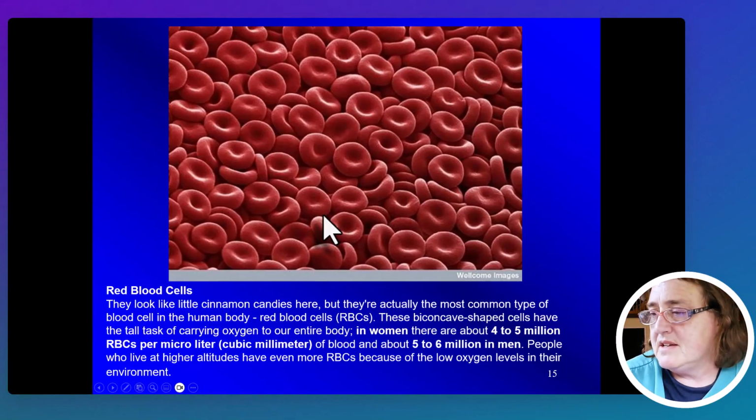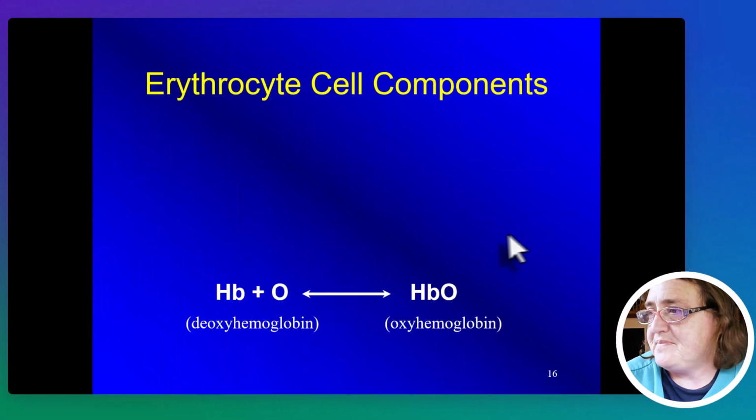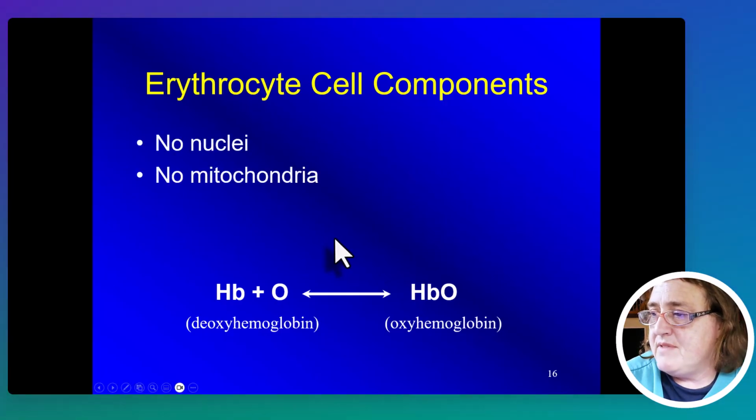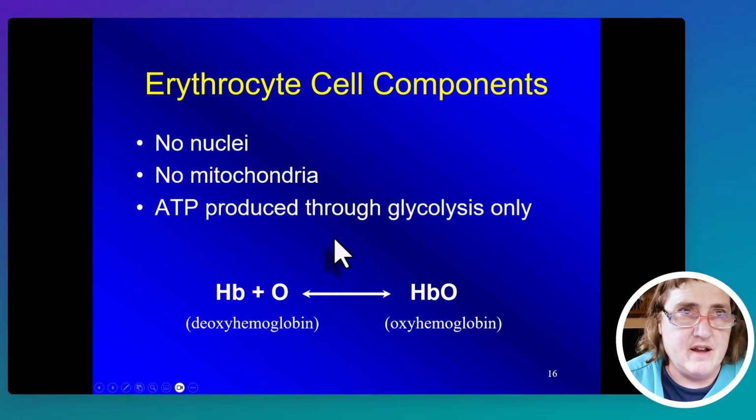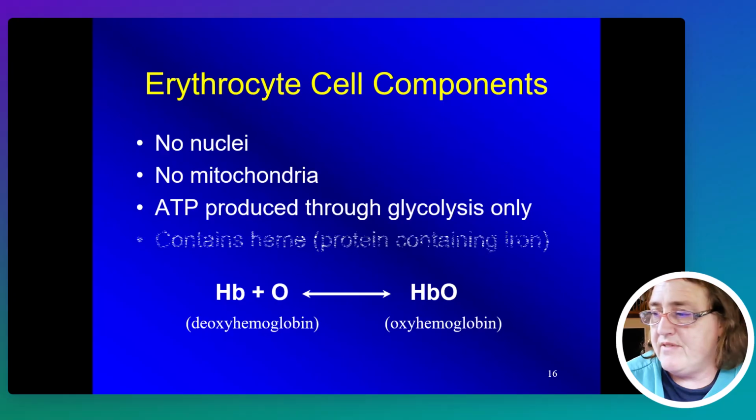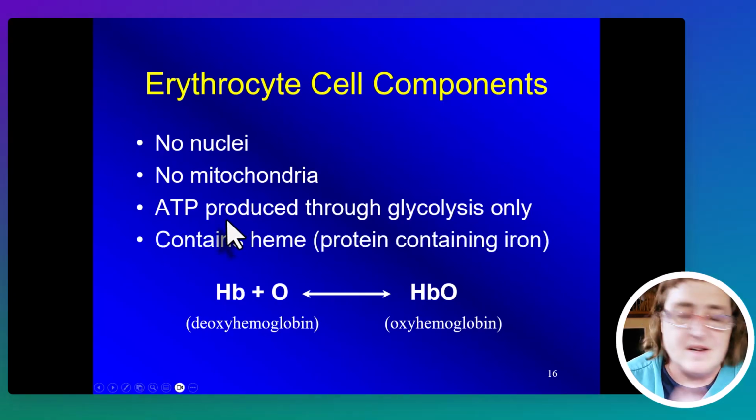Okay, so they look like little cinnamon candies, but obviously there are millions and millions and millions of them in the human body. So again, they have no nuclei, no mitochondria. They literally are just packed full of hemoglobin. Because they don't have a nucleus, they can't do transcription and translation. They can't make new proteins. They can't fix themselves. They also don't have any mitochondria.